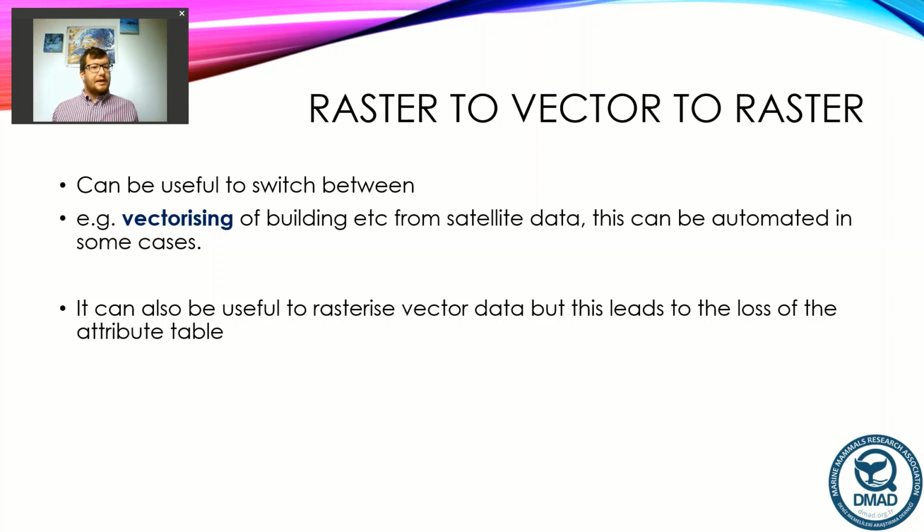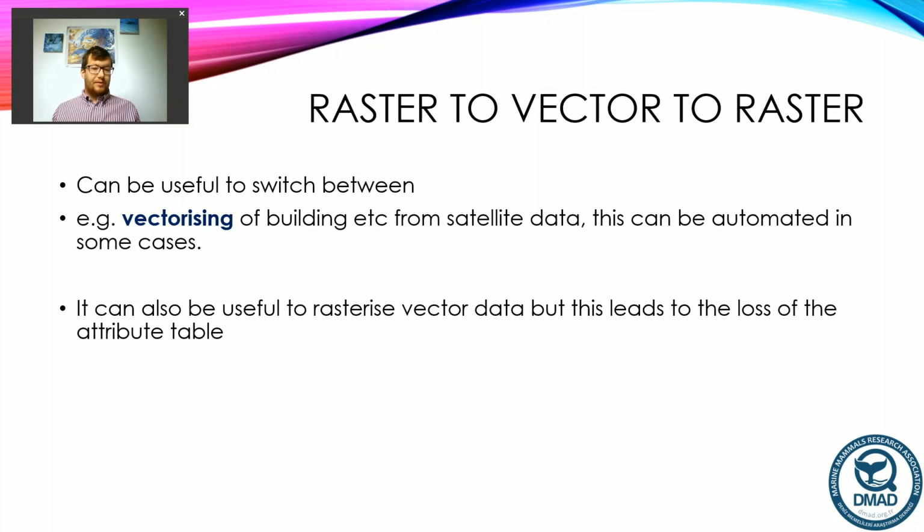It can be useful to switch between raster and vector data. As a very basic example, we vectorized some of our building data, road data, and tree data from the satellite data. That was actually turning a raster into a vector. But the computer can also automate this in some cases. So, for example, say we had a raster which was elevation, and we wanted to know all the areas that are above 1,000 meters. We can use tools in GIS environments to automate this, so we're left with polygons, which are all the areas that are above 1,000 meters.